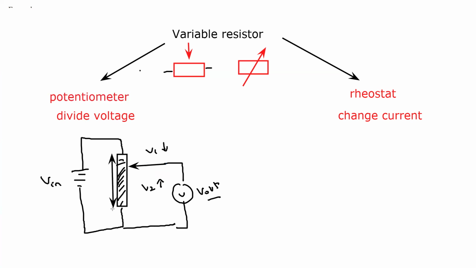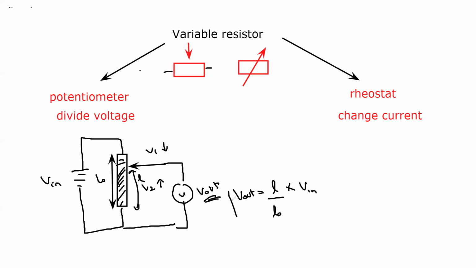So if this total length is L0 and this length is L, what will be the formula when we are using a potentiometer? The ratio of the length and the ratio of voltage will be the same. So V out will be equal to the length of that section divided by the total length, times the total voltage. It's the same idea as the resistance of that part divided by the sum of the resistance, times the total voltage.